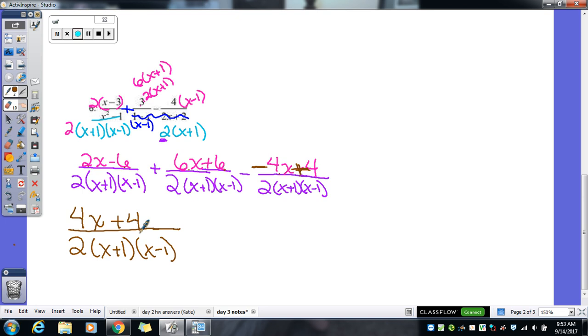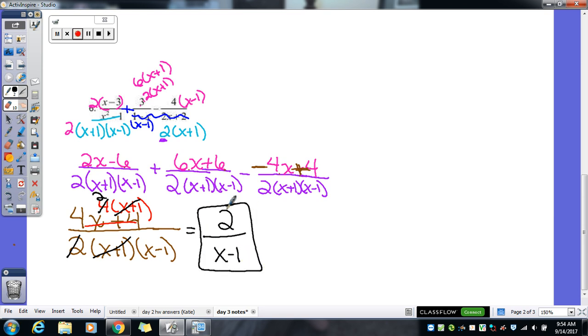So can we factor anything out of 4x plus 4? Yeah. What can we factor out? A 4. So that would become 4 times x plus 1. So now there's two things that we can cancel here. The x plus 1, and then we can reduce that 4 using the 2. So that makes it become a 2. So in the top we have a 2, in the bottom we have an x minus 1. And that ends up being our final answer for that.